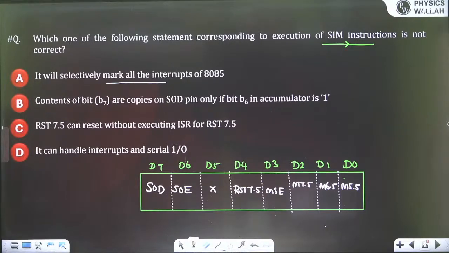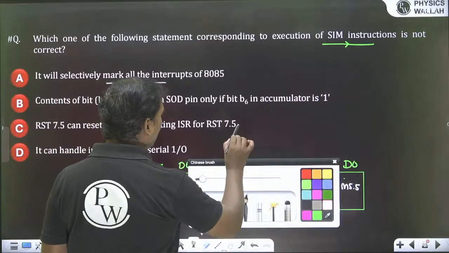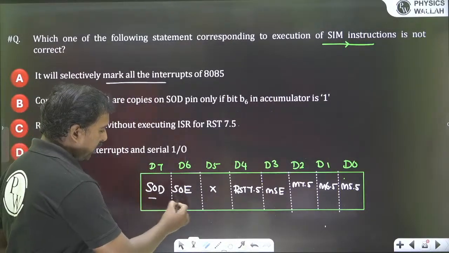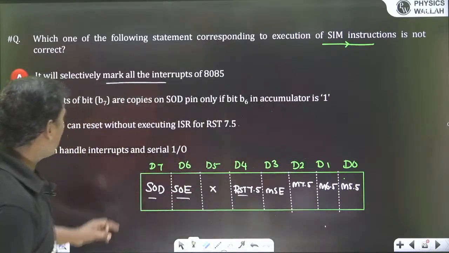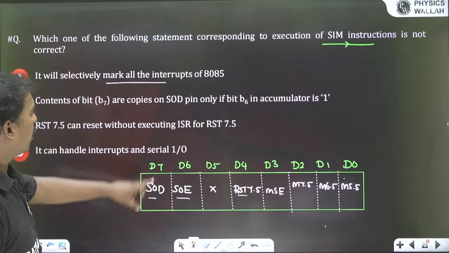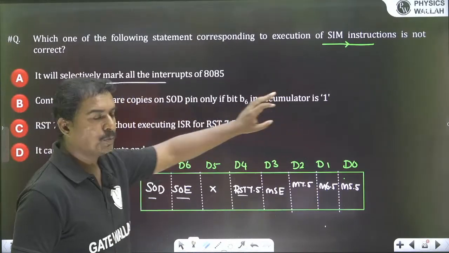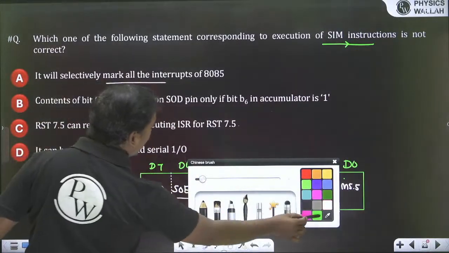RST reset, RST 7.5 always. So RST 7.5 can reset without executing the ISR. So this is correct. It can handle interrupts and serial I/O. So serial out data enable also, interrupts also enabled. So these are also correct. Contents of bit B7 are copied to the SOD pin only if bit B6 in the accumulator is equal to 1. So masking all the interrupts is wrong. It is not related to all the interrupts.